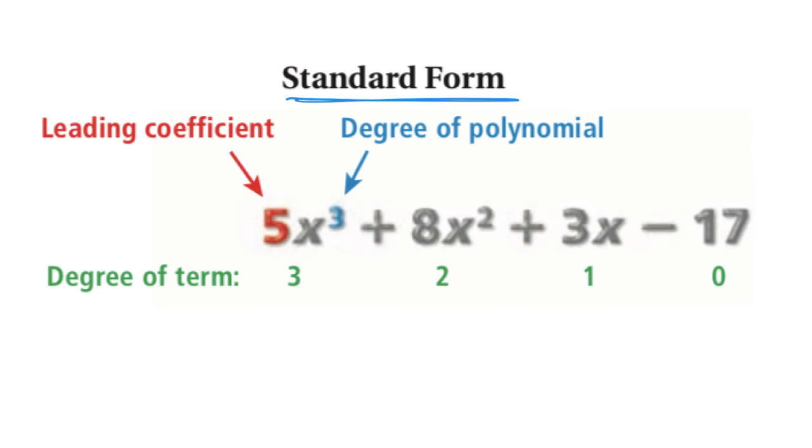If you have a polynomial with lots of different variables like x's and y's, then we generally put them in alphabetical order if we can, but sometimes it gets a little messy. So standard form is really just for when we have only one variable.